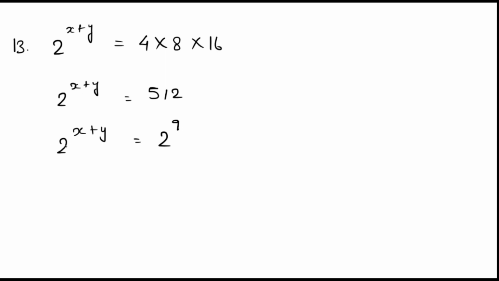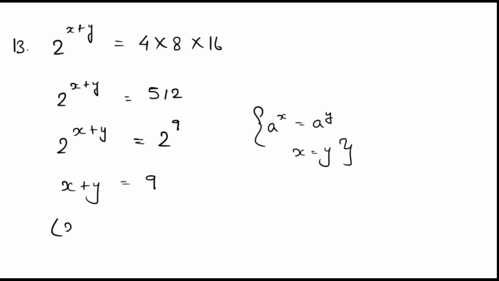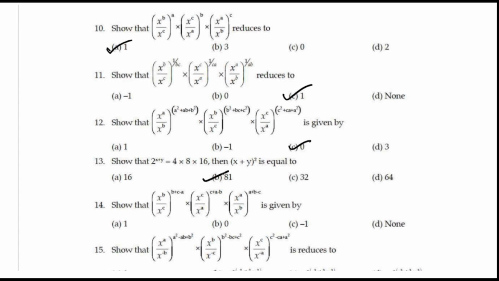Now the bases are same and it is equal to each other. Applying the property a to the power x is equal to a to the power y: if the bases are same and it's equal to each other, then the powers are also equal to each other. So if you apply that property, we'll get x plus y is equal to 9. Now in the question they are asking us to find (x plus y) the whole square, which is equal to 9 square, which is equal to 81. Option B. So 13th one is option B, 81.